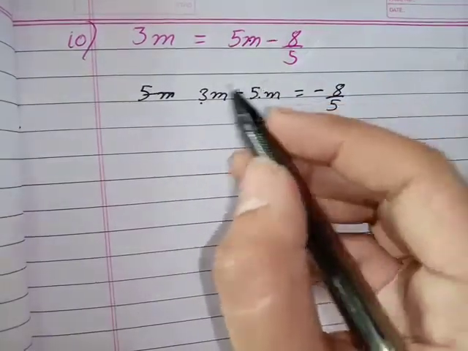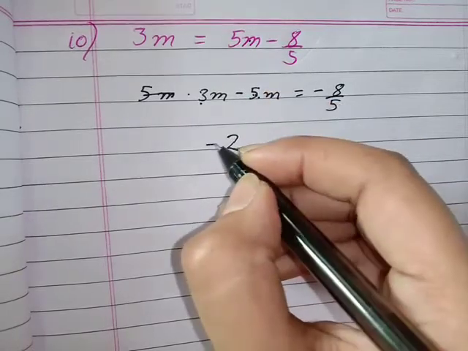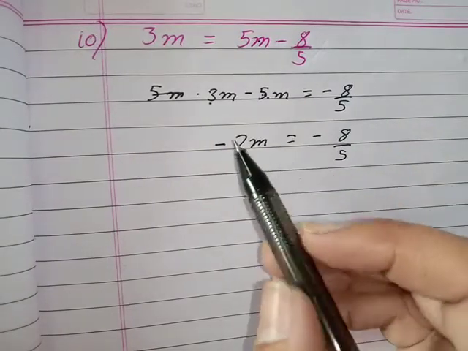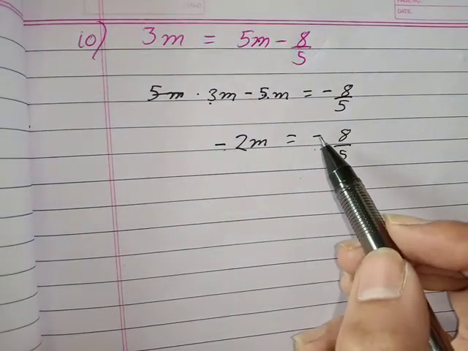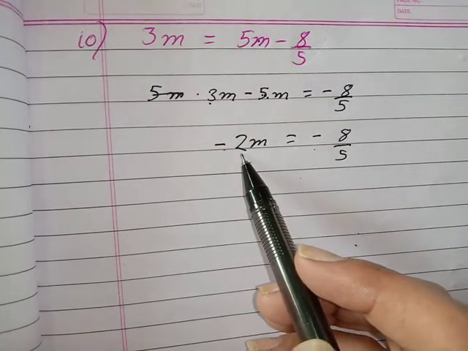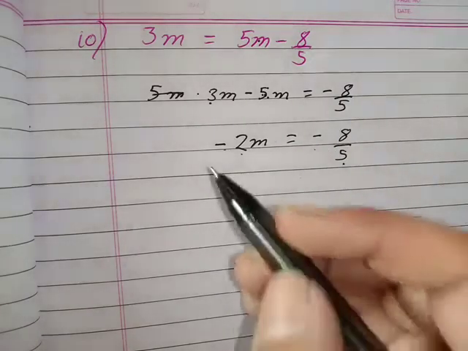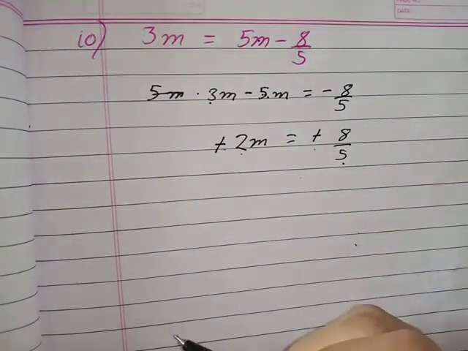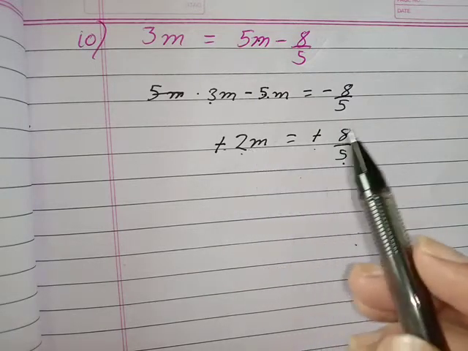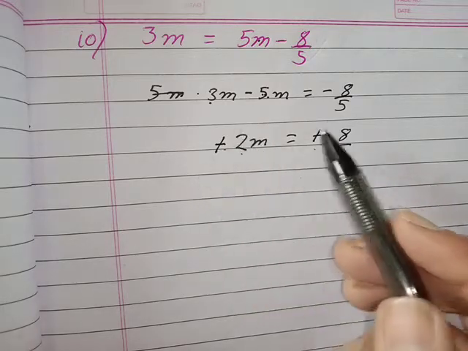3m minus 5m. Plus minus minus. So 5 minus 3 is 2, but take the sign of the bigger number, which is minus. So minus 2m equals minus 8 upon 5. Observe that in both the LHS and RHS there is only one term. In the LHS only 2m, and in the RHS 8 upon 5, and both are negative. In this case we can cancel the minus by minus. I repeat again, if there is only one term in the LHS and in the RHS and both have the negative sign, we can cancel them.